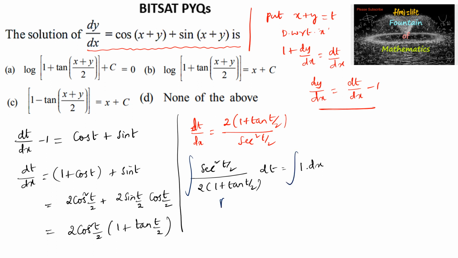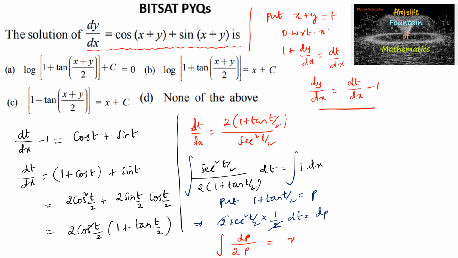So put 1 plus tan t by 2 is equal to some variable p, which implies differentiation of tan is secant square t by 2 into 1 by 2 dt is equal to dp. So we can write secant square t by 2 into dt is nothing but dp. So integral dp divided by 2 times of p is equal to x plus c.